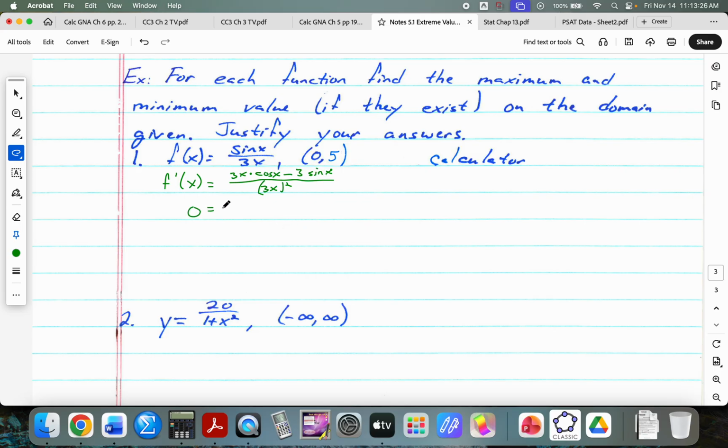So I set this equal to 0, and I just need to set the numerator equal to 0. So 3x cosine x minus 3 sine x equals 0. And if you want to divide both sides by 3 so that you don't have to type that in, you could do just x cosine x minus sine x equals 0 on the interval from 0 to 5.